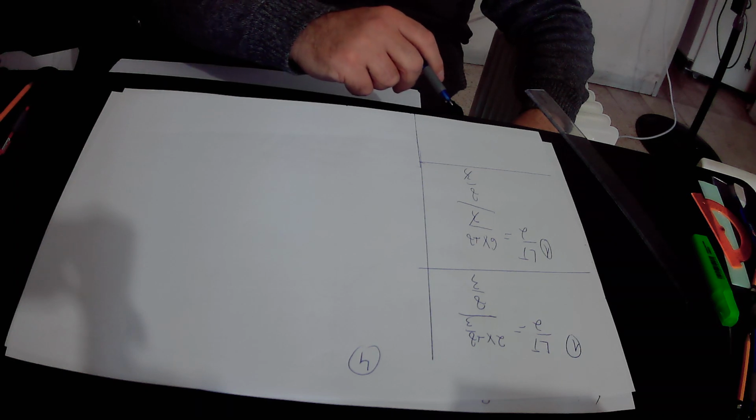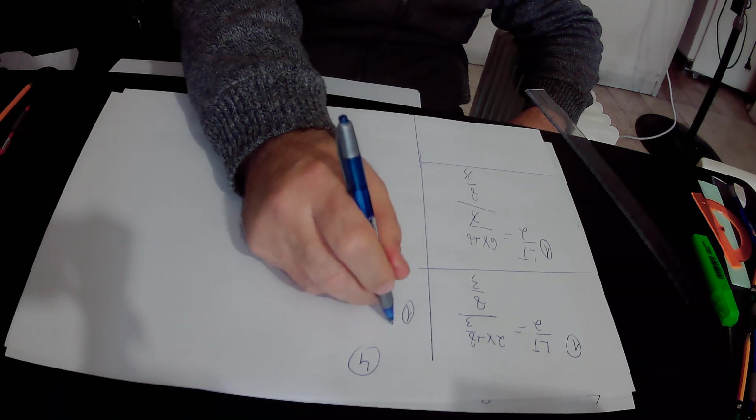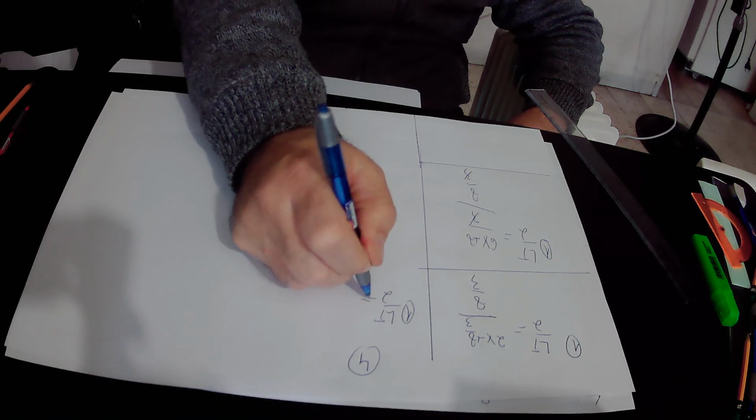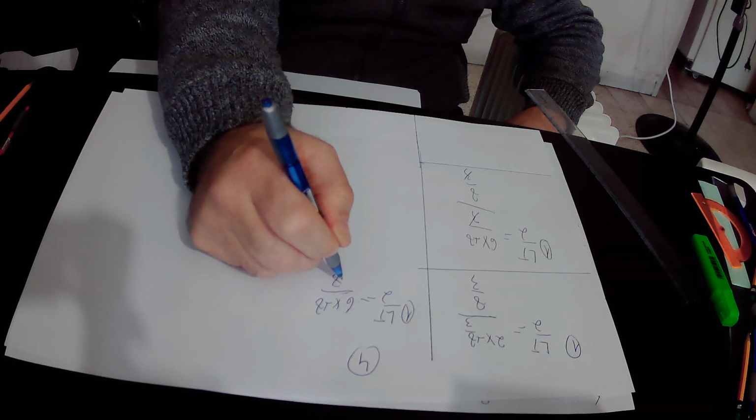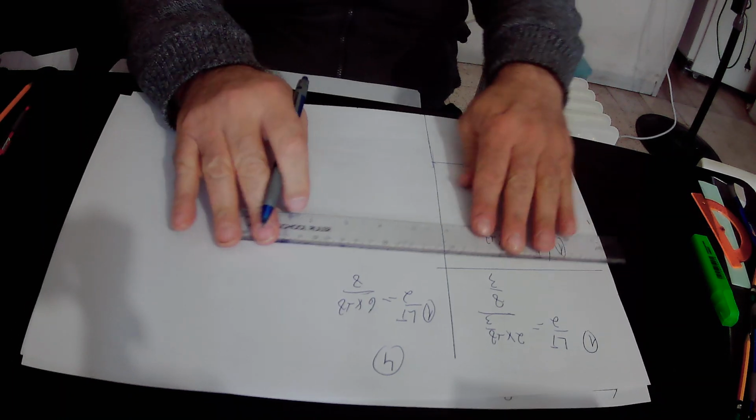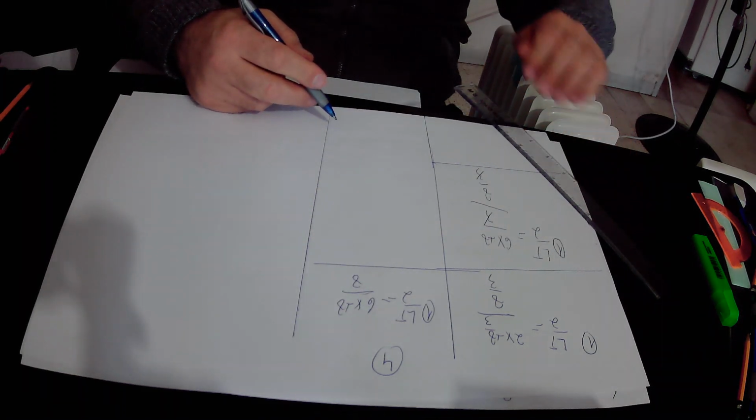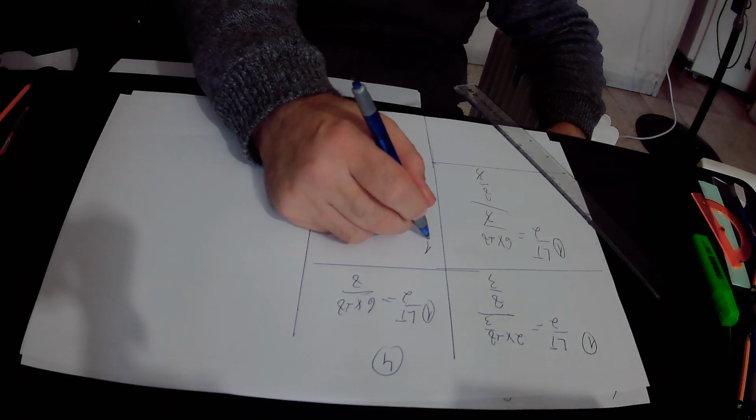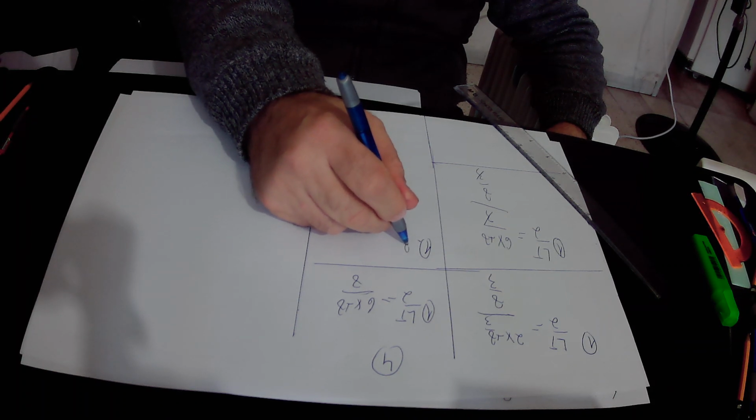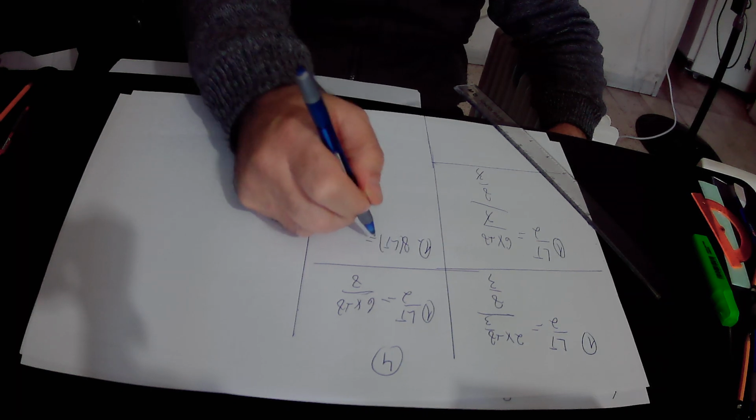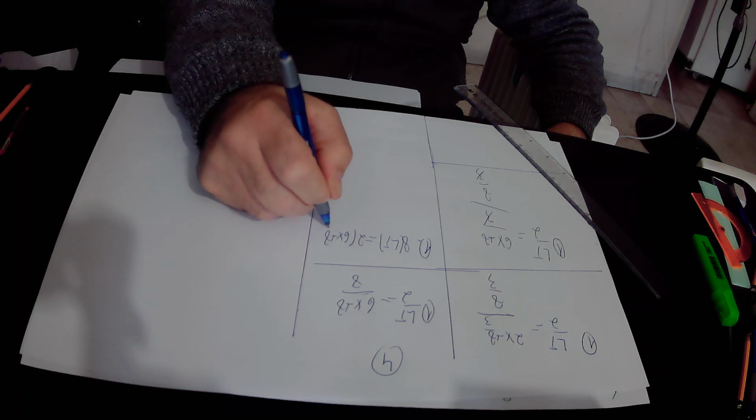After we cancelled 3, we are left only with LT over 2 equals 6x plus 8 over 8. So here we cross multiply this equation, and we get that according to equation 1, 8 times LT equals 2 times 6x plus 8.